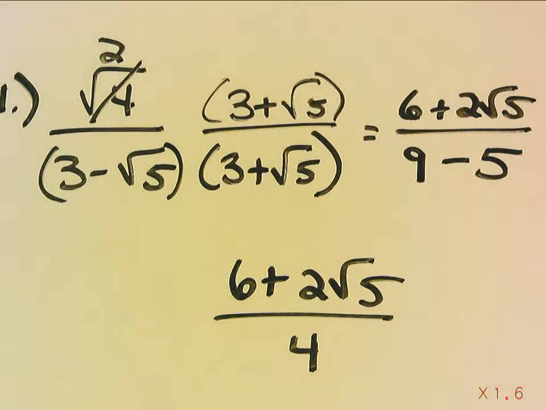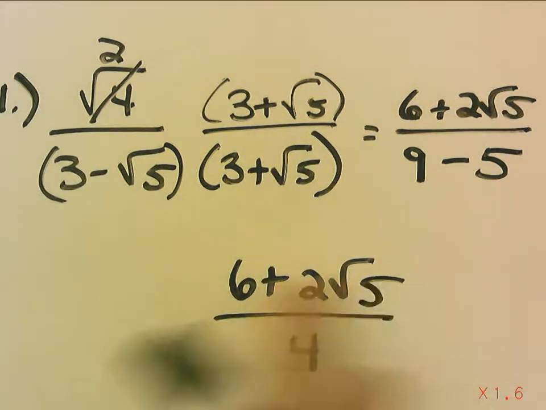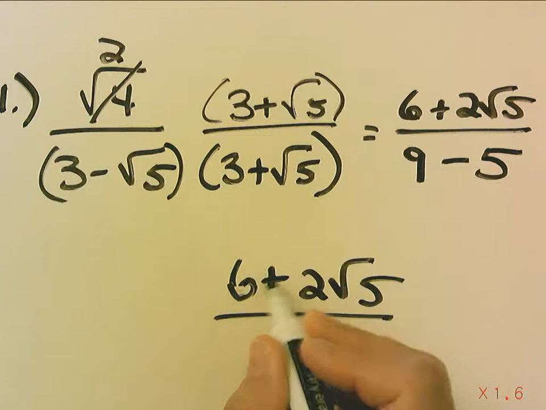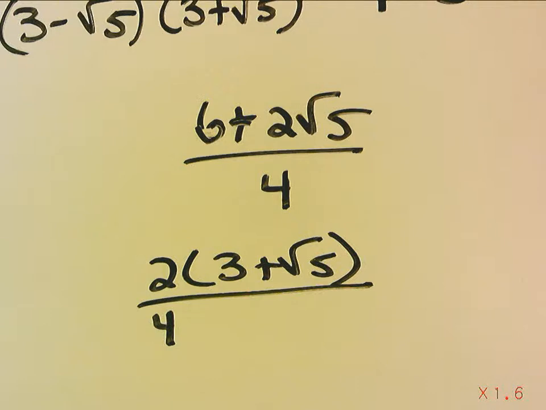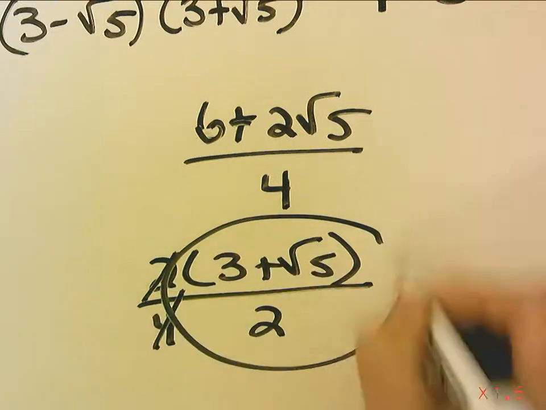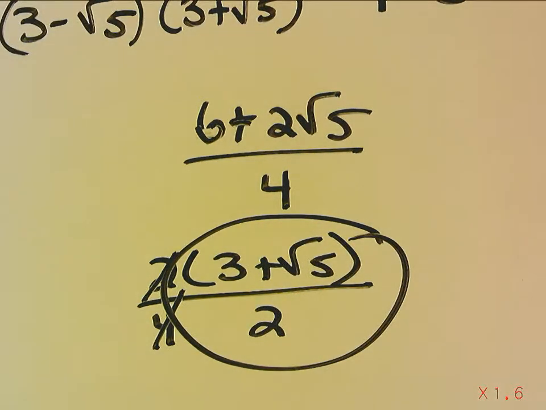Now, this can be simplified, because you will notice there is something up here that I can factor out. I can factor out a 2. So this becomes 2 times 3 plus root 5, all over 4. And because I was able to pull it out, I am able to cross it out. So I'm going to divide both by 2, and this is the final answer: 3 plus root 5 over 2.